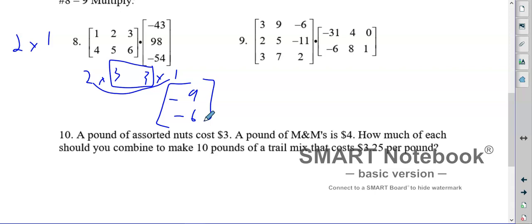All right, number 9. Number 9 is a 3 by 3. And this one is a 2 by 3. We look at the inside, and that is not possible. Those numbers need to match.